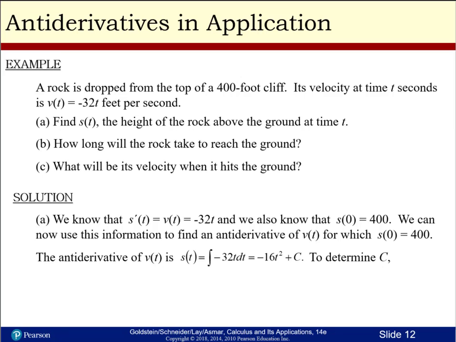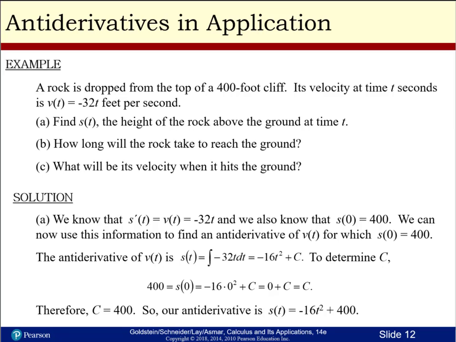We know that s prime of t equals v of t, which is negative 32t, and we also know that s of 0 is 400. Now we're going to use that information to find the antiderivative of v of t. We take the integral of negative 32t dt and end up with negative 16t squared plus c. We need to determine c, using that s of 0 is 400, and we figure out that c is 400. So our antiderivative is s of t equals negative 16t squared plus 400.